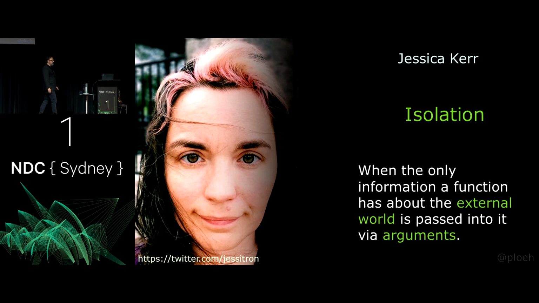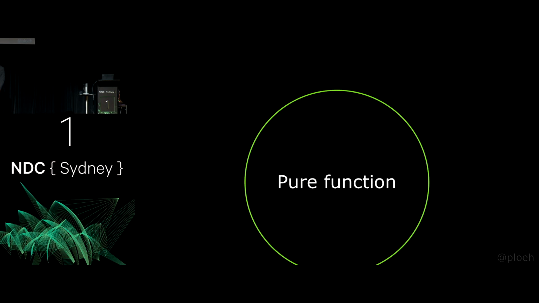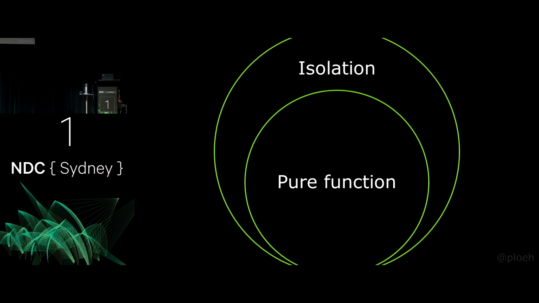So basically what we're saying is a function does not have any implicit knowledge about the outside world. Everything it needs to know in order to do what it wants to do needs to be passed in as arguments. Now, is a pure function isolated? Yes, always, because a pure function must be deterministic, otherwise it's not pure. And by deterministic, we're saying it should always return the same output given the same input. It is only the input that can influence the output of a function. So therefore, a pure function is a subset of all functions that have isolation.